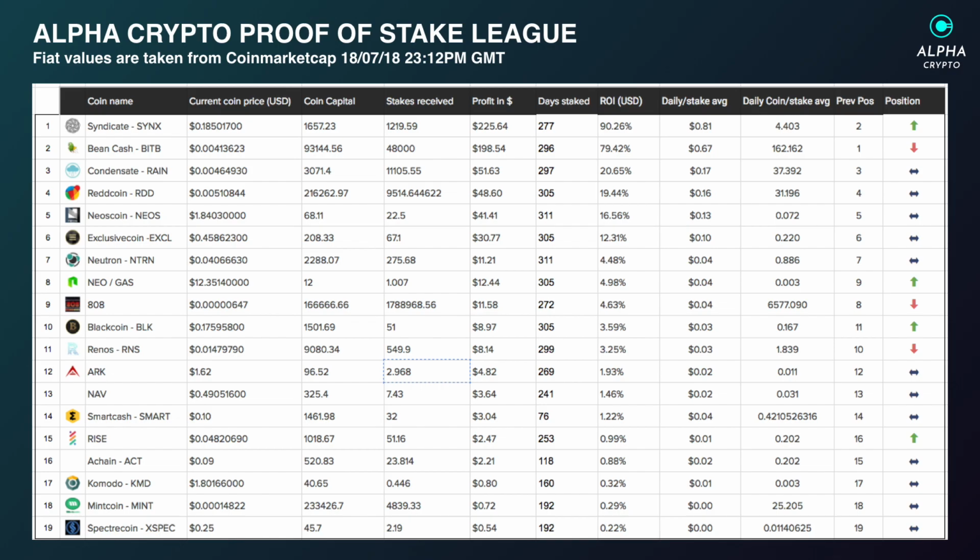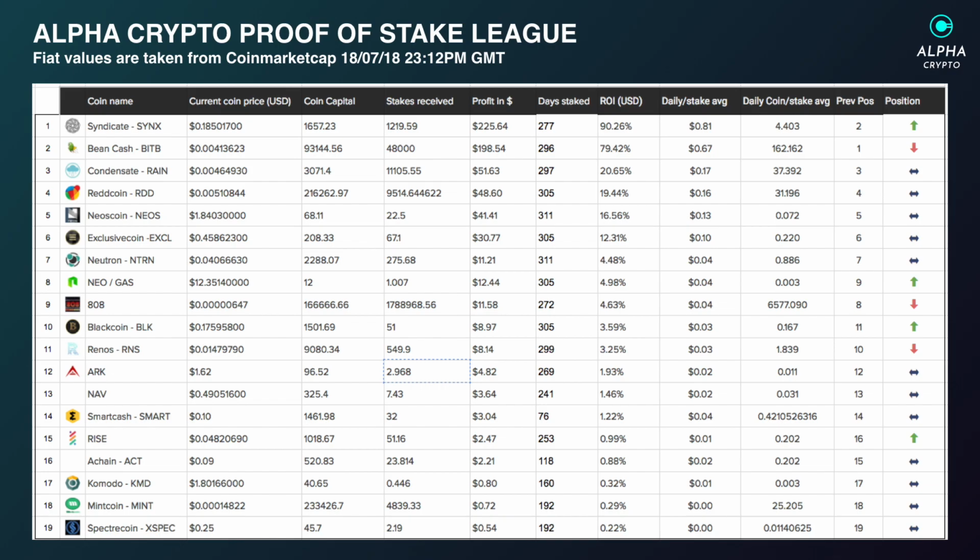So let's have a look at the proof of stake league on the 18th of July. Syndicate has gone up into number one position, so it went from second to number one now, with a profit of $225.64. Bean Cash has gone down one position, and that has a profit of $198.54. Condensate Rain stays in the same place.